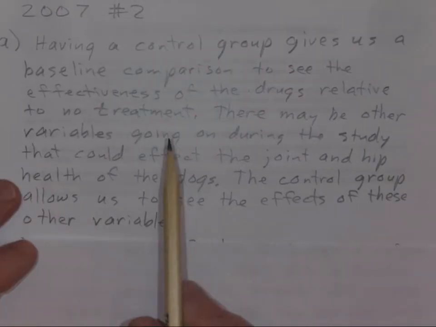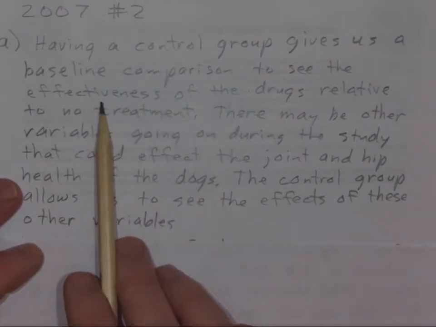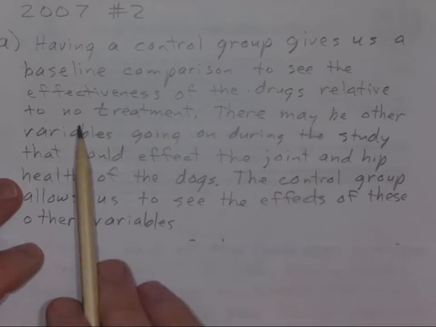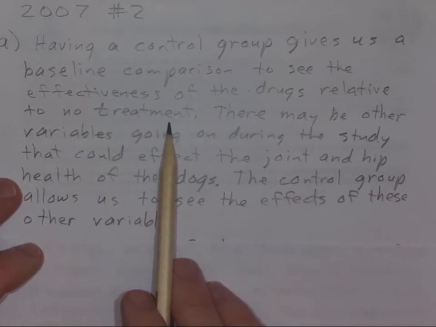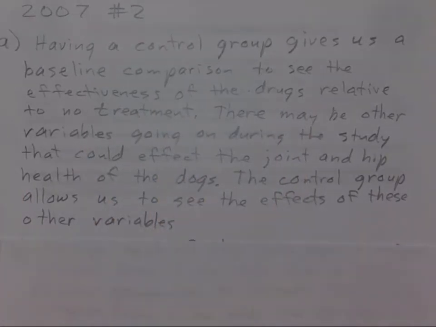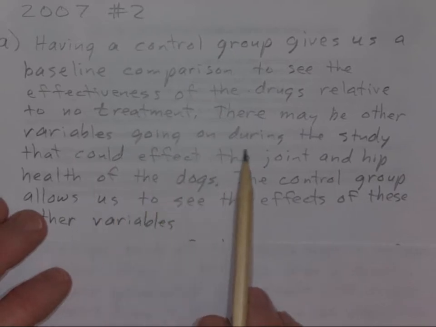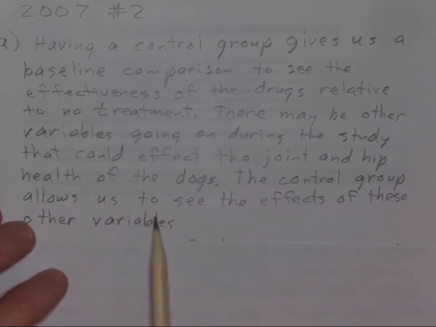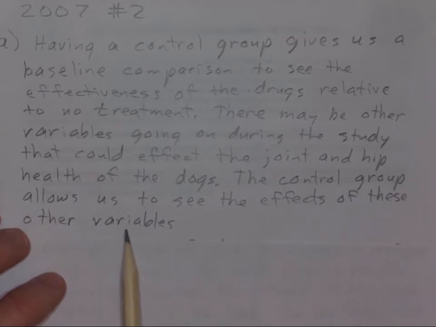So a control group gives us a baseline comparison to see the effectiveness of the drugs relative to no treatment, okay? Because there could have been other variables going on. There may be other variables going on during the study that could affect the joint and hip health of the dogs. The control group allows us to see the effects of these variables.